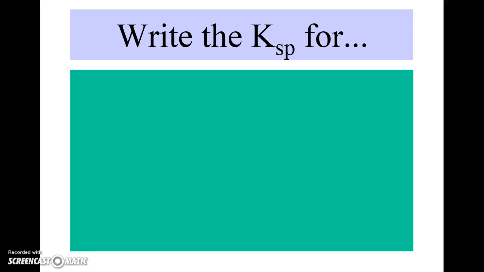So it says write the KSP for, and we have a couple of different choices. For barium hydroxide, the easiest thing to do is to go ahead and write the reaction. We always need a reaction. So we're going to split this into Ba2+ aqueous plus 2 OH- aqueous. We'll go ahead and write the expression as KSP is equal to Ba2+ OH- squared.